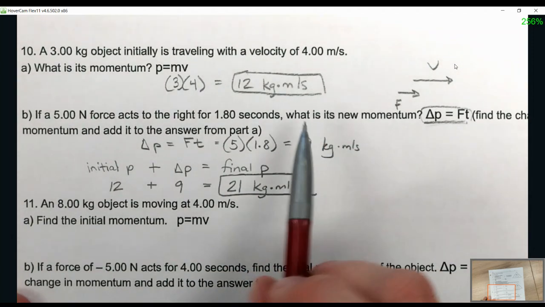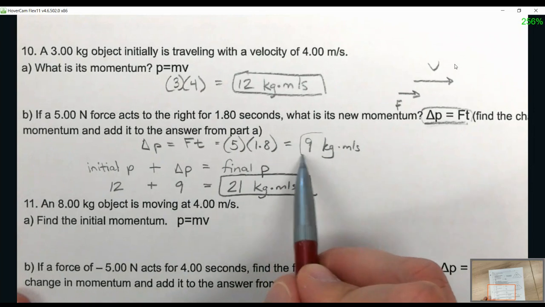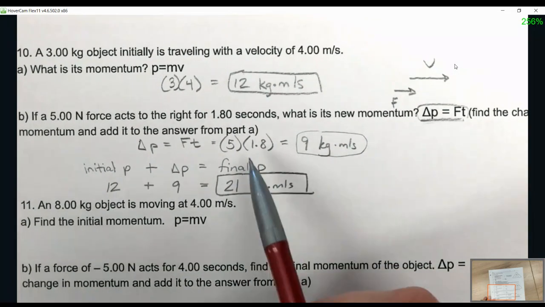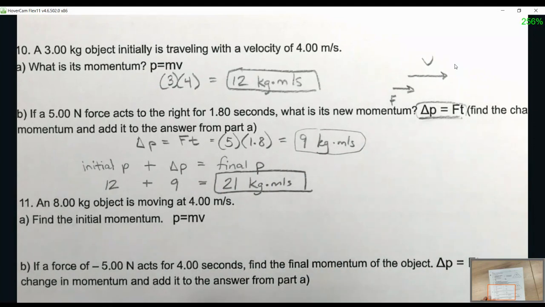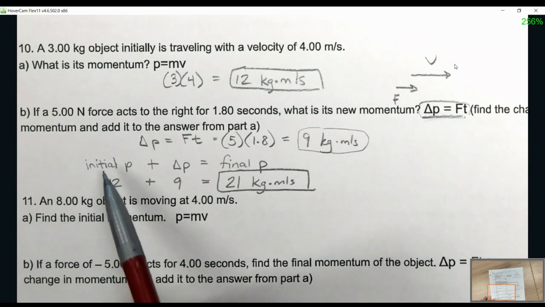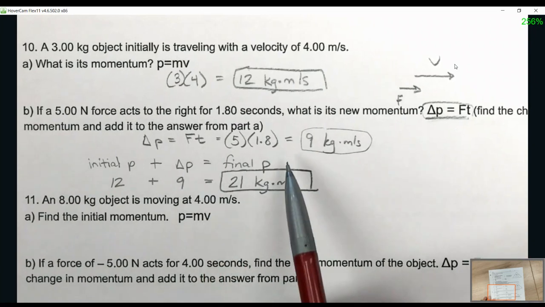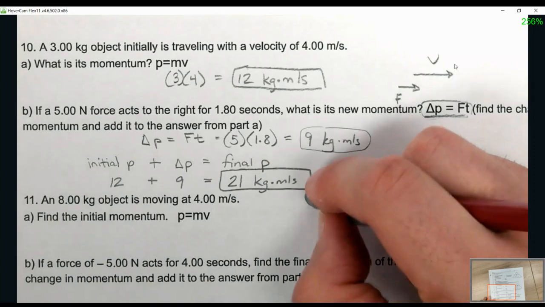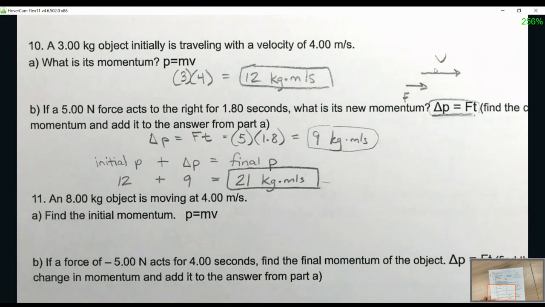So you had to first do just mass times velocity. Then you're going to take the impulse, which is force times time, and multiply those together, and we're going to increase our momentum by 9. So if we were initially moving at this, we get a little boost from something pushing. Add those two together, and now you're moving at this final momentum. So you guys are set for this. Please complete number 11.